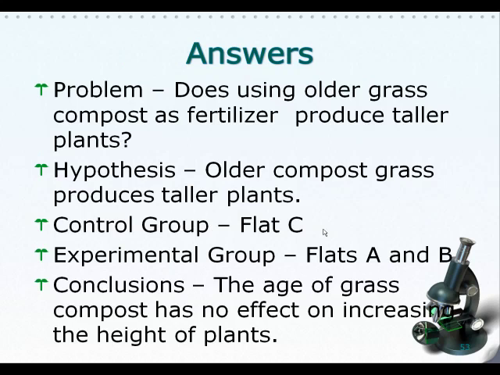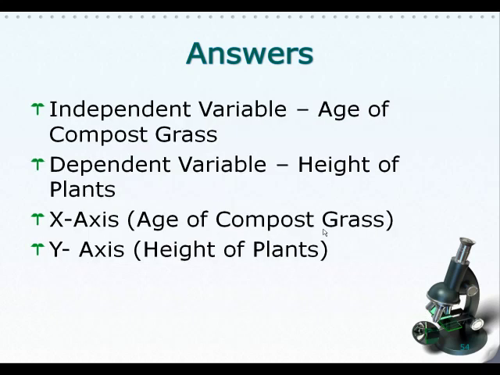Problem: does using older grass compost as fertilizer produce taller plants? Hypothesis: older grass compost produces taller plants. Control group, flat C. Experimental groups, flats A and B. Conclusion: the age of grass compost has no effect on increasing the height of plants. Independent variable, age of the compost grass. Dependent variable, height of plants.